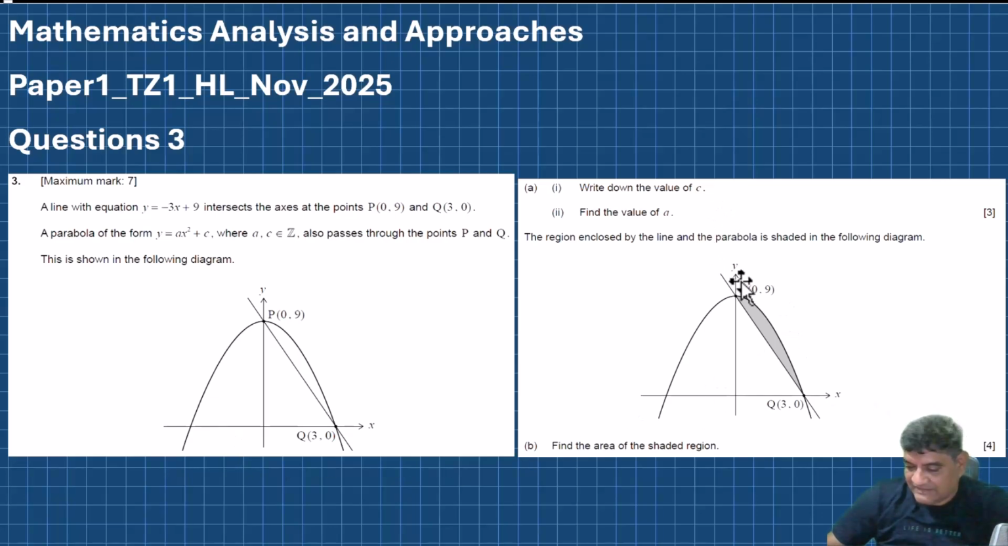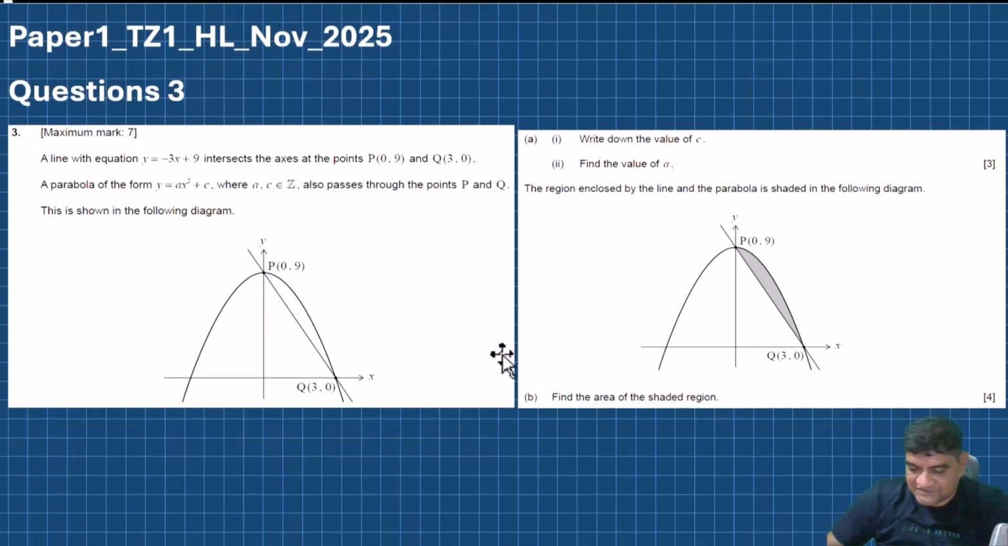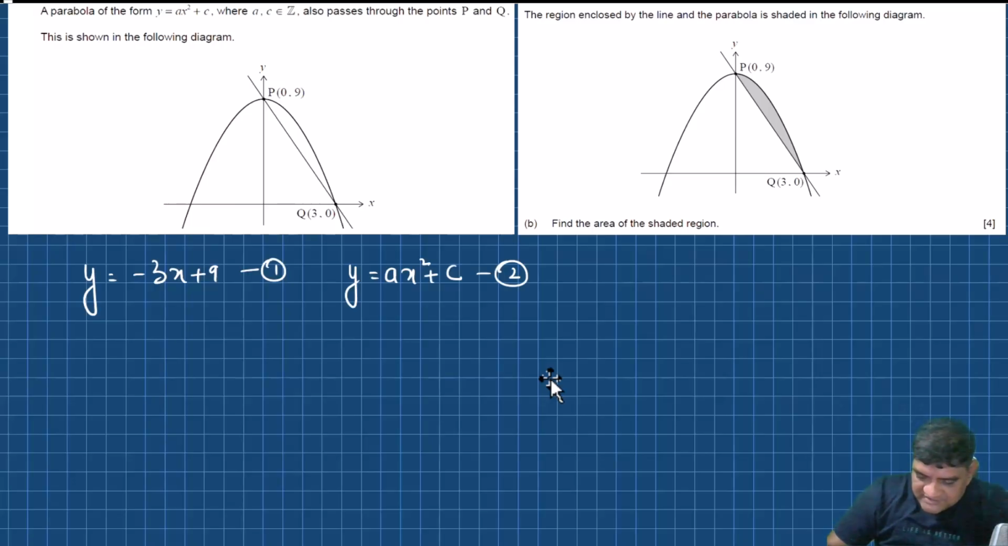Write down the value for C. Okay, a very simple question. I know that the parabola is passing through the point P, which is (0, 9). That would basically mean that 9 is equal to a into 0 squared plus c. That gives me the value for c as equal to 9 directly.